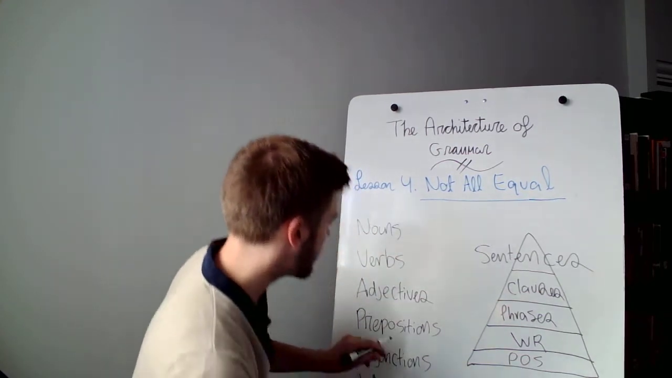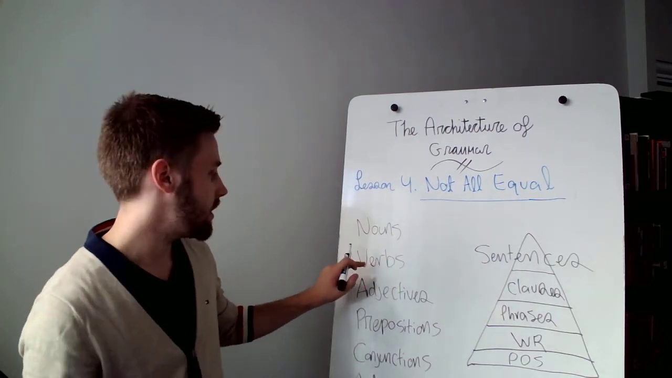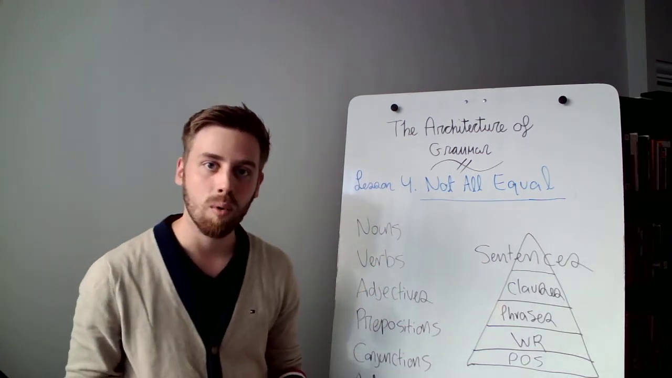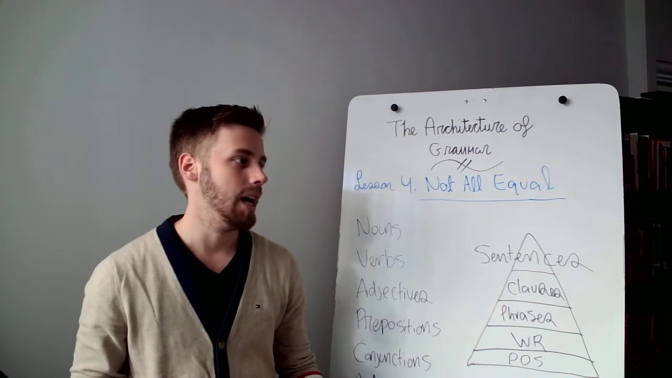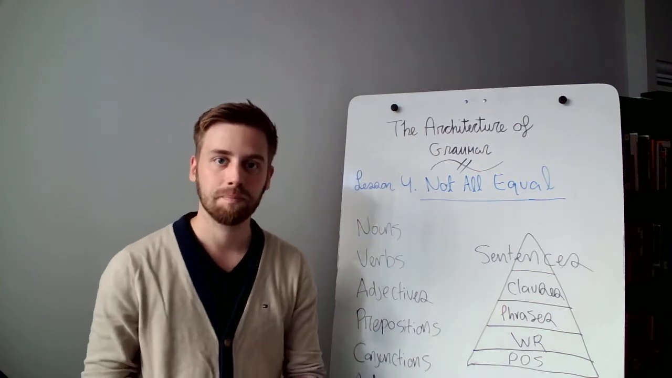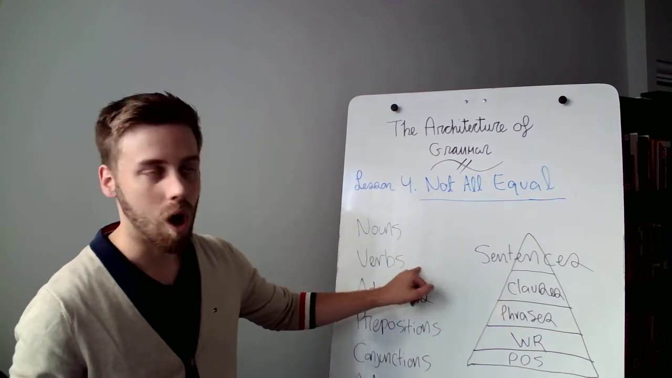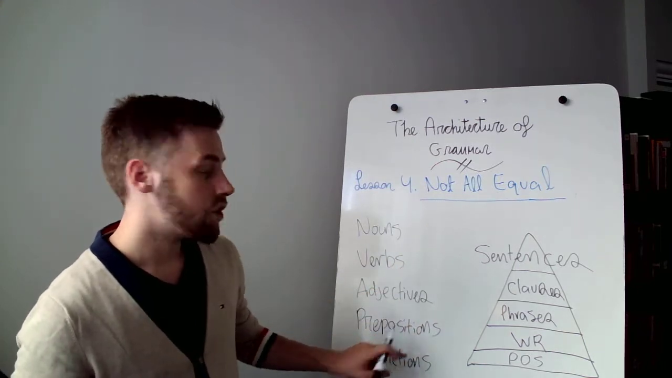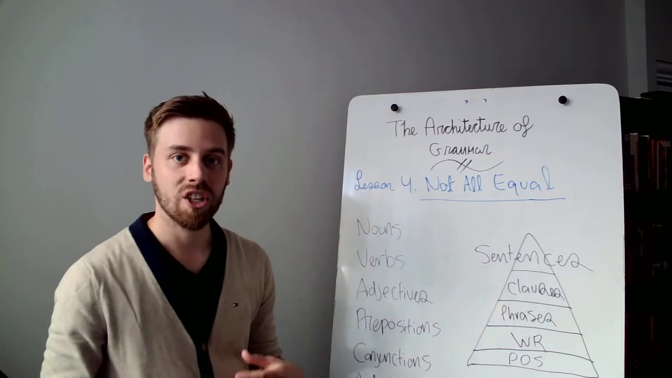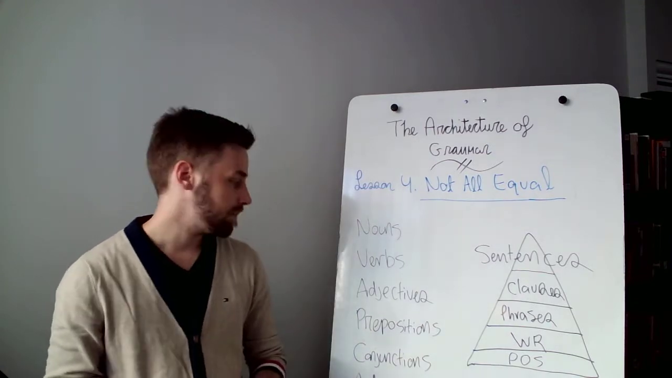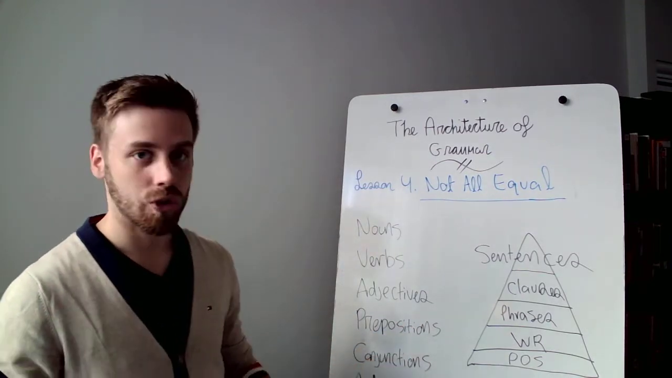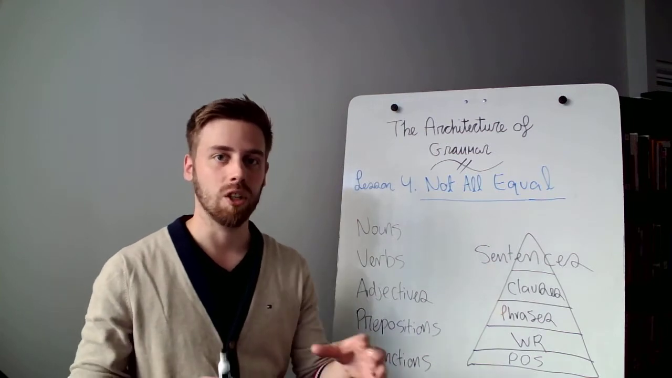The adverbs modify the verbs and give more information. For example, you could say, I walked quickly. And quickly would be the adverb because it modifies the verb walk. Now, prepositions show the relationship between words, and conjunctions show the relationship between clauses.